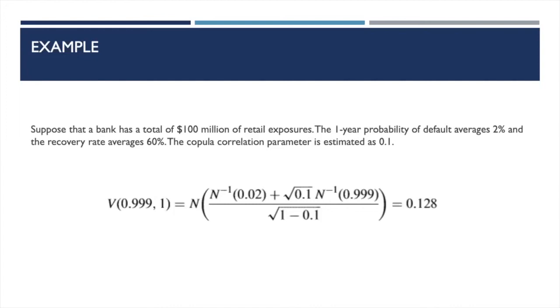100 multiplied by 0.128 multiplied by 1 minus 0.6, or 5.1 million.